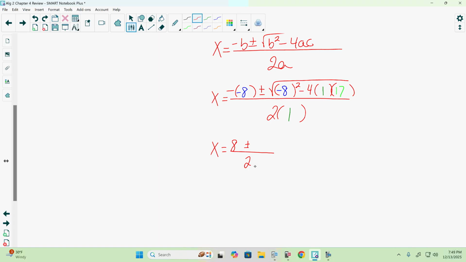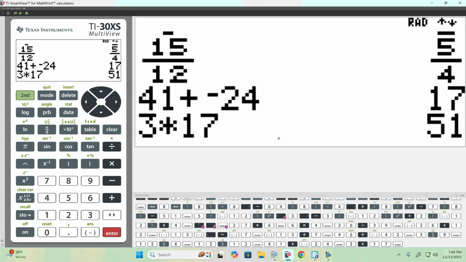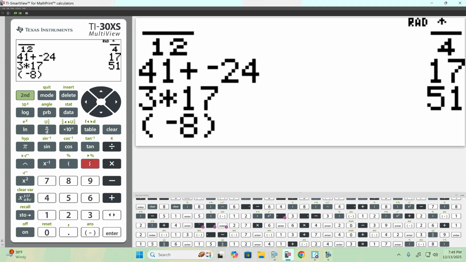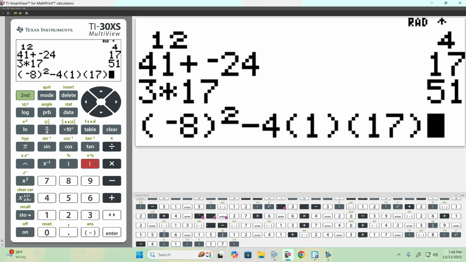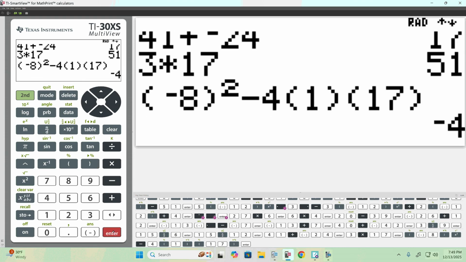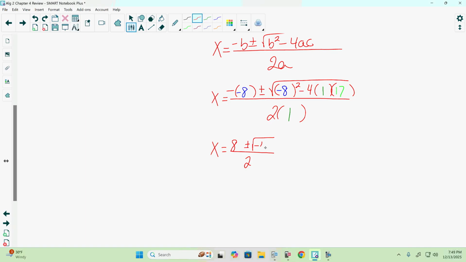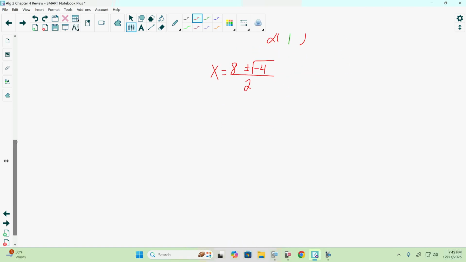Now I'm going to plug everything inside the radical into the calculator. Negative 8 squared minus 4 times 1 times 17. Do make sure when you plug this in to put parentheses around that negative 8. Negative 8 squared minus 4 times 1 times 17. And it's going to give us negative 4. Because if you don't put the parentheses around that negative 8 squared, it will give you a different answer.